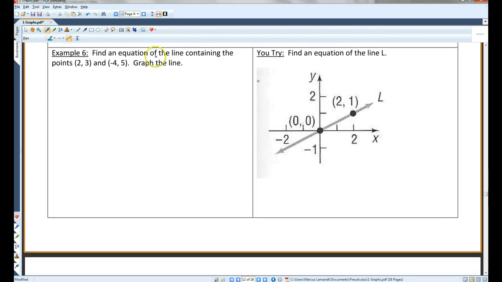Alright, find an equation of the line containing the points (2, 3) and (negative 4, 5). Graph the line. Alright, I'm actually going to graph the line first, just because I think it's a little bit easier to do it that way. So we've got the point (2, 3), and (negative 4, 5).